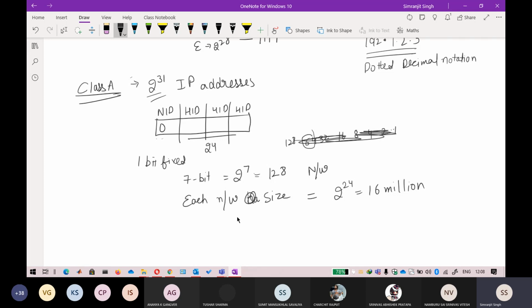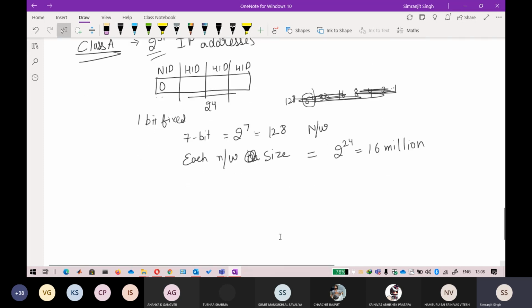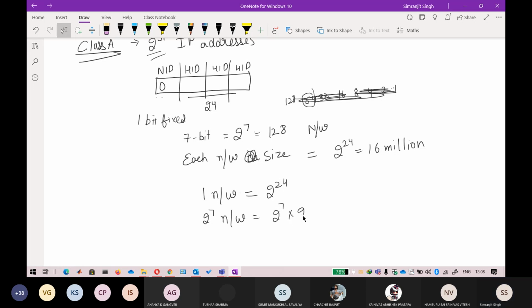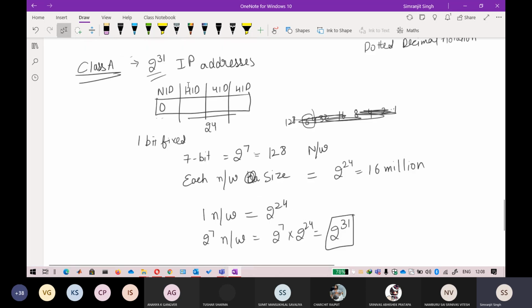How? Suppose each network contains 16 million or 2 raised to power 24 IP addresses. So one network contains 2 raised to power 24 IP addresses. And how many networks are there? 2 raised to power 7 networks. How many IP addresses do 2 raised to power 7 networks contain? You multiply them and you will again get the total IP addresses, that is 2 raised to power 31. So that is what I have started with.